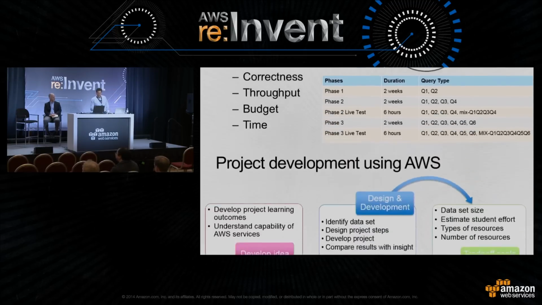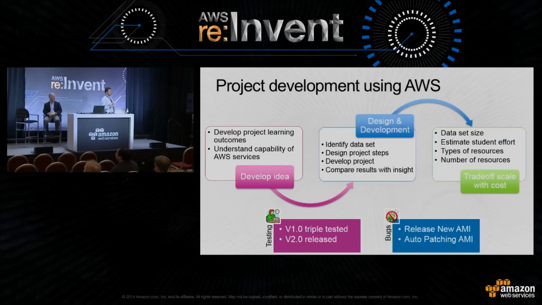Okay, so these are the 2 projects. Well, how do you design a project using the cloud? Well, first we say, what do we want the students to learn? What are our objectives, and what are the learning outcomes? And after we think about those carefully, for this particular project, we say, what can the AWS services do? So we think about those, come up with a project idea, and we see if it's achievable.